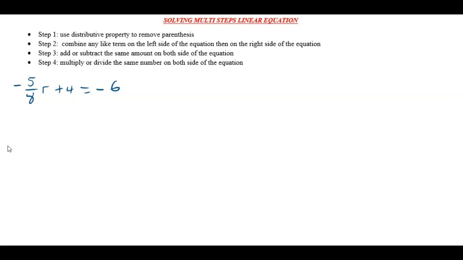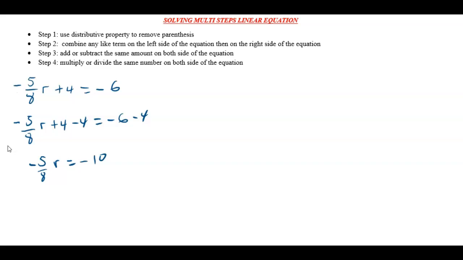Because the inverse operation of addition is subtraction, we're going to have to subtract 4 on both sides of the equation. So negative 5 over 8 r plus 4 minus 4 equal negative 6 minus 4. 4 minus 4 is 0, so we have negative 5 over 8 r equal negative 10.